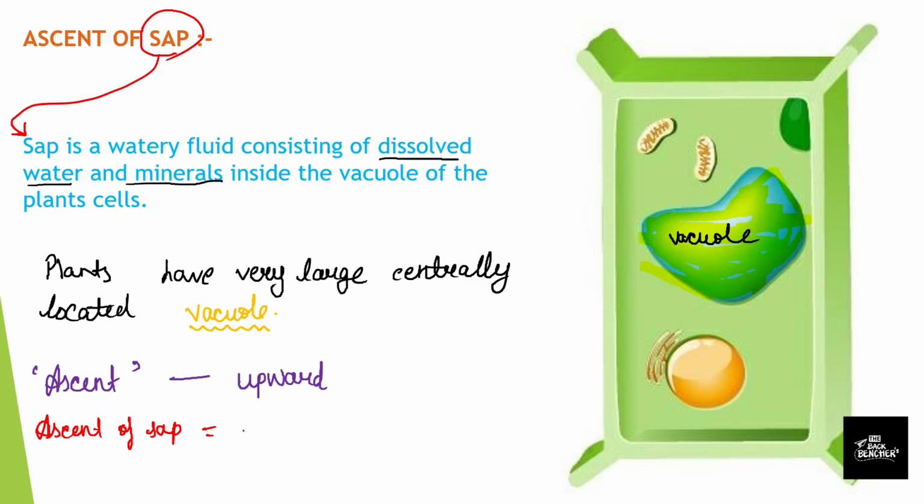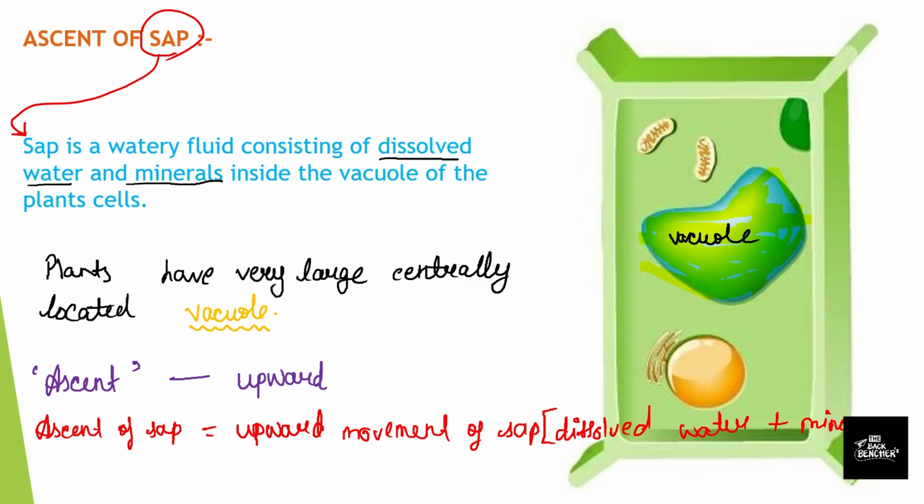Ascent of sap means upward movement of sap, and sap means dissolved water plus minerals. So that was about ascent of sap.